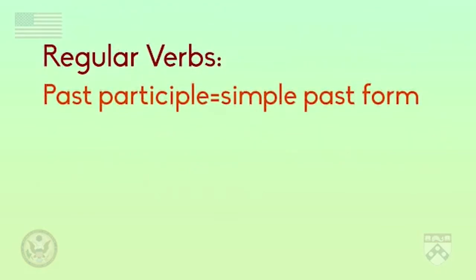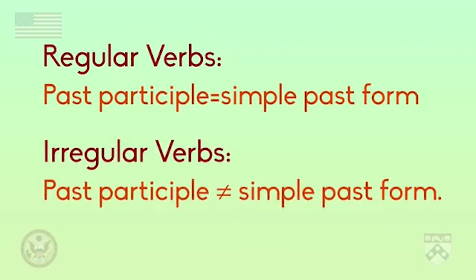With regular verbs, the past participle will be the same as the simple past form. However, with irregular verbs, it will usually be different. Again, good English grammar books will list the past participle of irregular verbs. You should become familiar with them.